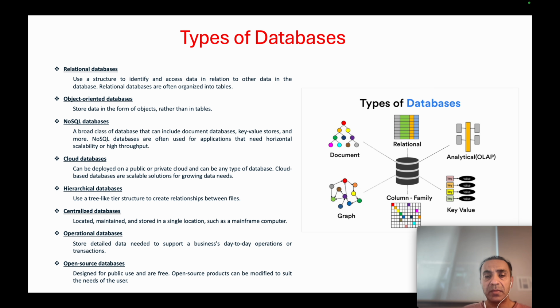Open source products can be modified to suit the needs of the user. The diagram on the right side basically shows how there are different types of databases, each serving the same purpose, storing data, but in a different format, in a different way, and having a different data structure. So it's important to understand how each of them is different when it comes to databases.